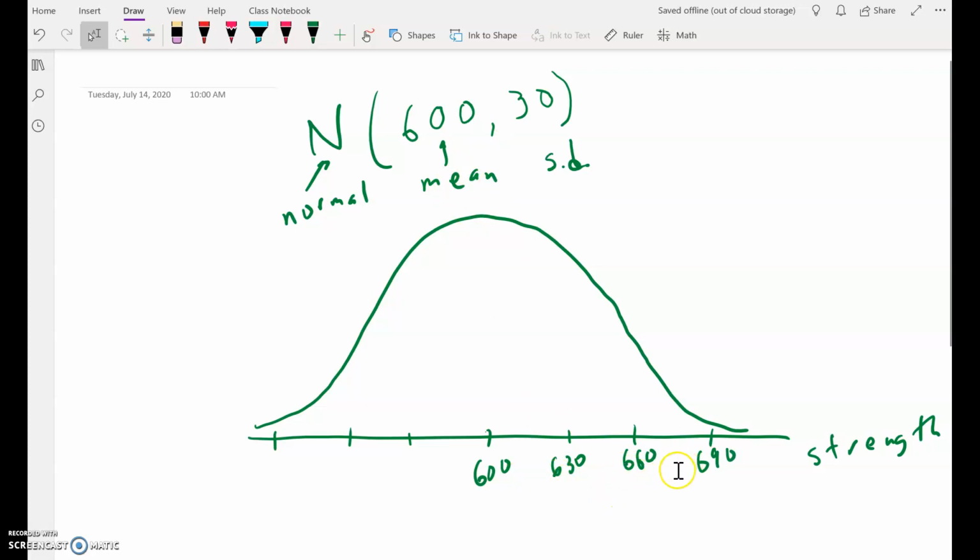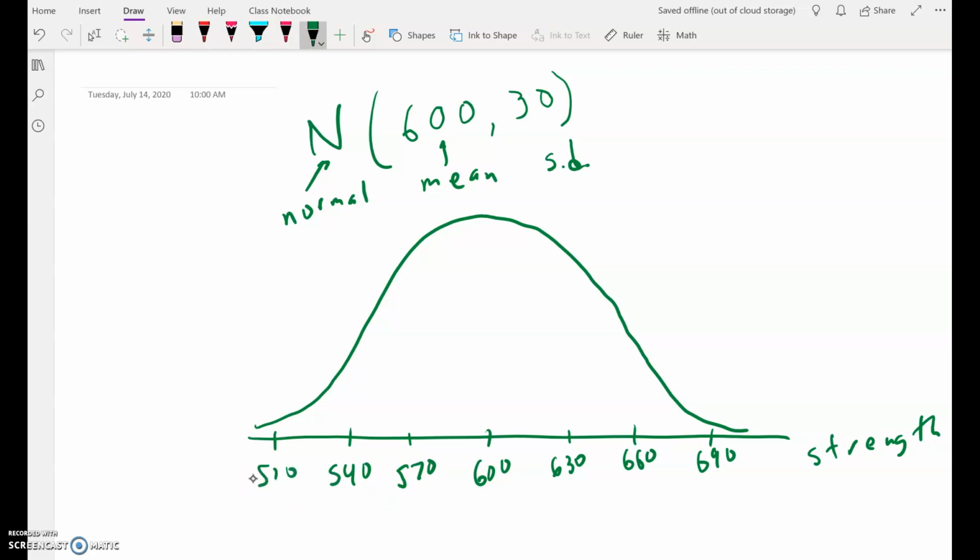But if your standard deviation was something crazy like 59.73, then just get out a calculator and keep adding that number. And then I want to go down 3 standard deviations. So 600 minus 30 is 570, minus 30 is 540, minus 30 is 510.